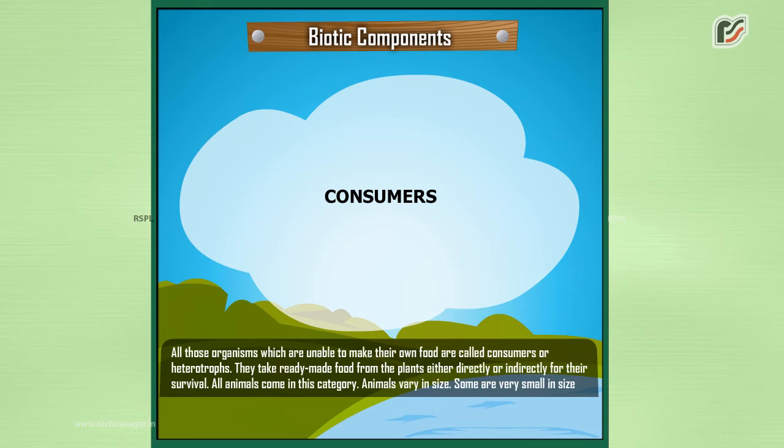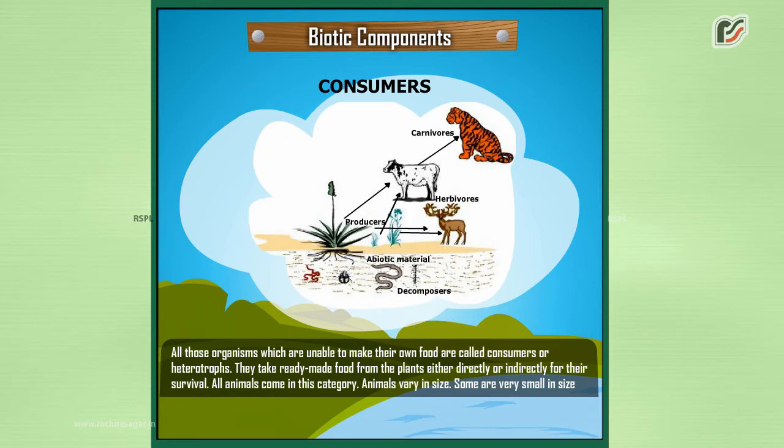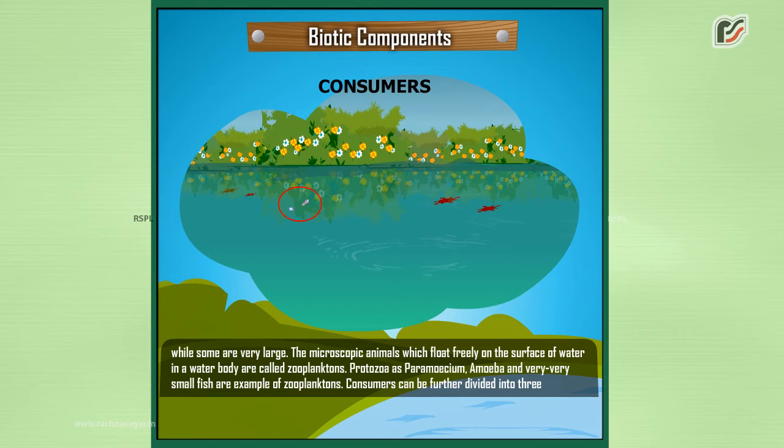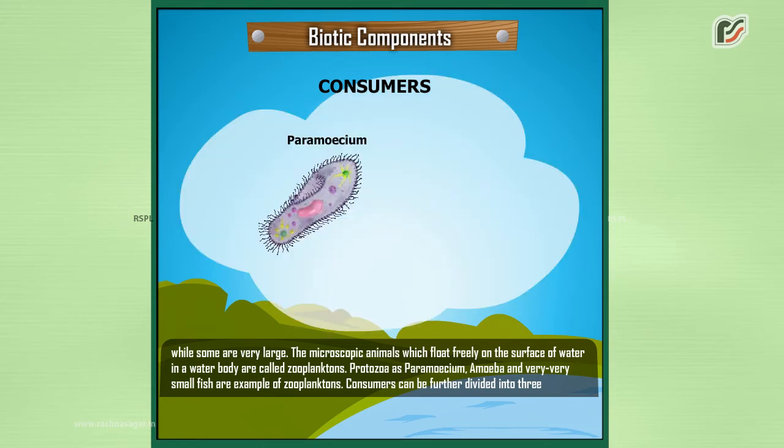Consumers. All those organisms which are unable to make their own food are called consumers or heterotrophs. They take ready-made food from the plants either directly or indirectly for their survival. All animals come in this category. Animals vary in size. Some are very small in size, while some are very large. The microscopic animals which float freely on the surface of water in a water body are called zooplanktons. Protozoa such as paramecium, amoeba, and very small fish are examples of zooplanktons.